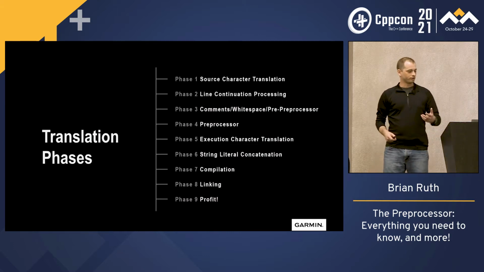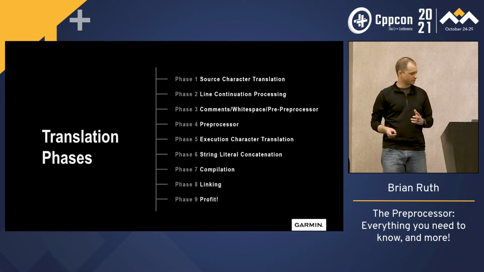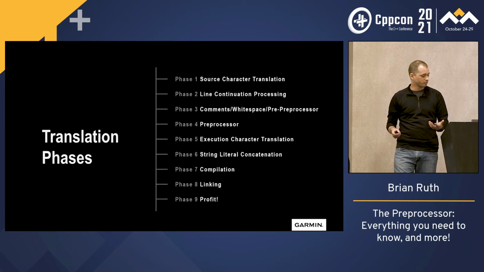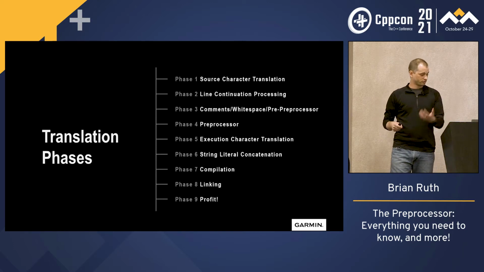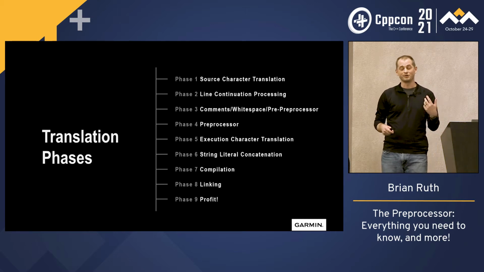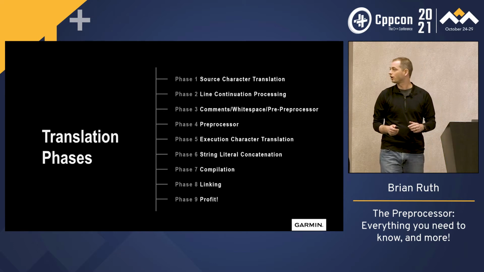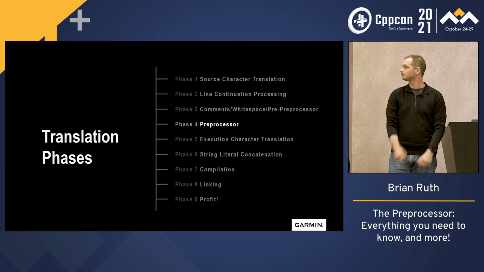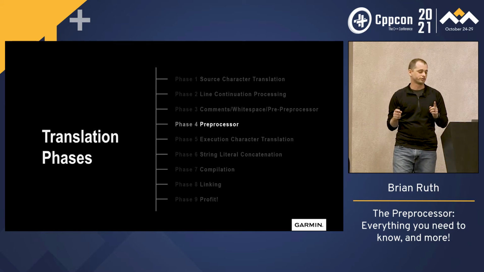As you go through your code, the first 3 phases deal with manipulating character representation. Phase 4 is your preprocessor. Phase 5, you're doing a little bit more character stuff, string literals. Then finally at phase 7 and 8, you're doing compilation, and then linking, and then we all make money selling products. But for the purposes of this talk, we're going to focus on the preprocessing portion only.